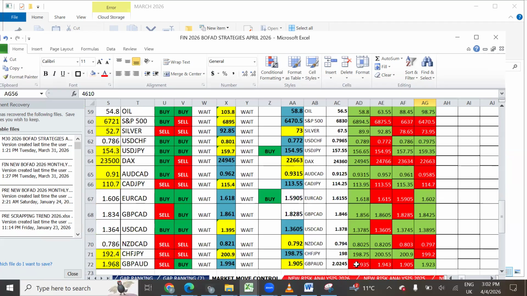You can see for GBP, it came down to 1.905 and is now at 1.923. So once the low does not go below 1.905, then it's going to start the buy for the rest of the year.